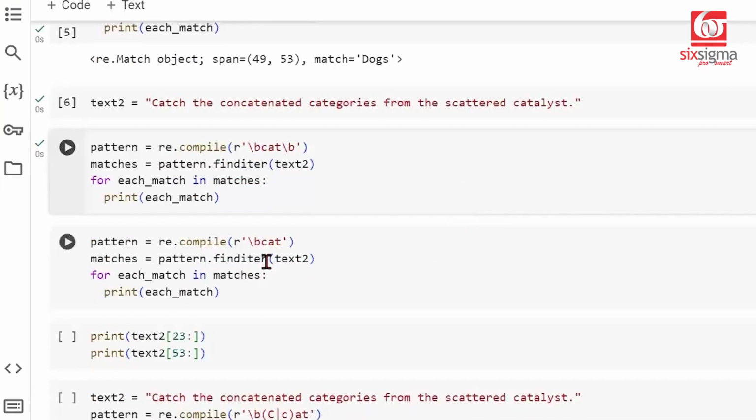If you, let's say, change this and say that anything which has the word boundary in the beginning, would it be able to find something? It'll be able to find words like categories and catalyst. Let's run this.